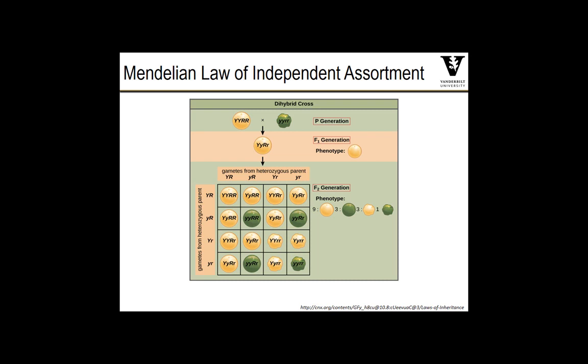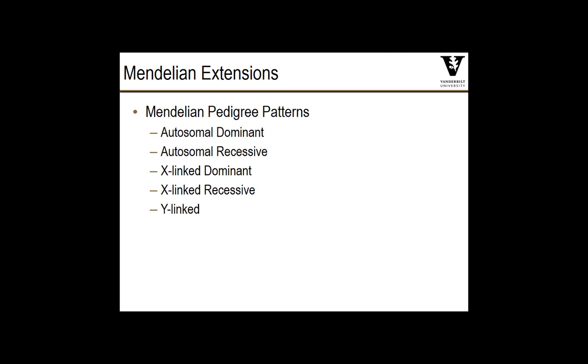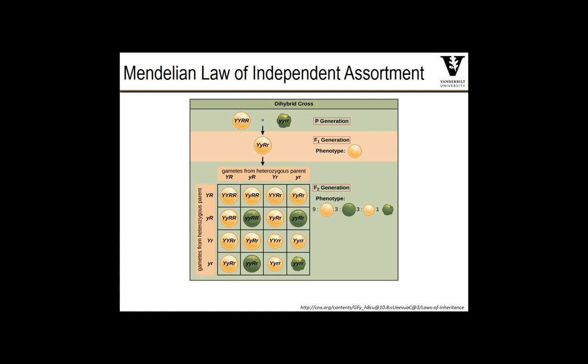So we can actually use those features. Actually, I'll say one more thing about this really briefly. The independent assortment idea works really, really well when you're talking about genes that are on separate chromosomes, right? Because of the assortment that I was just talking about. Well, what about genes that are close together on the same chromosome?